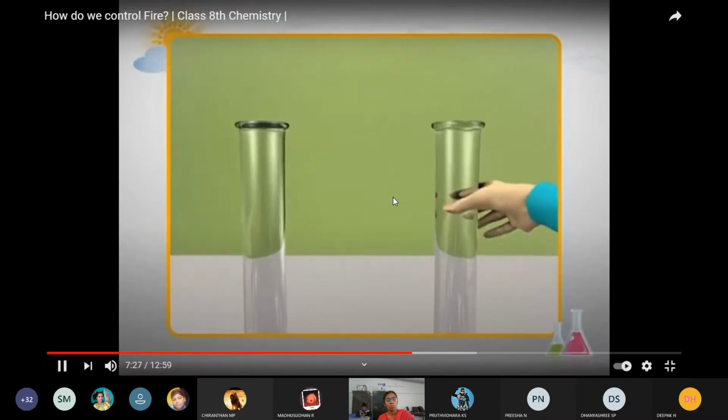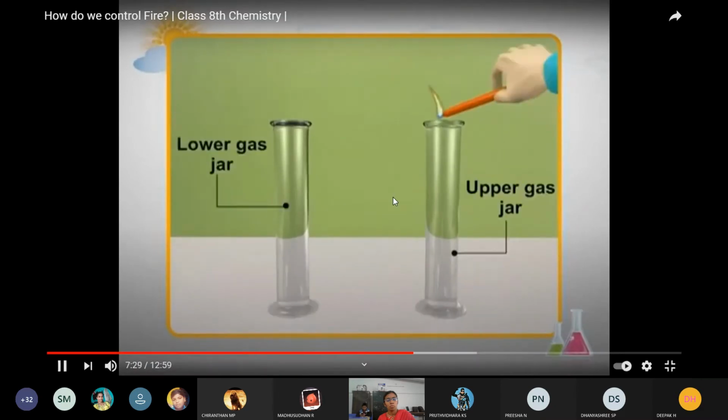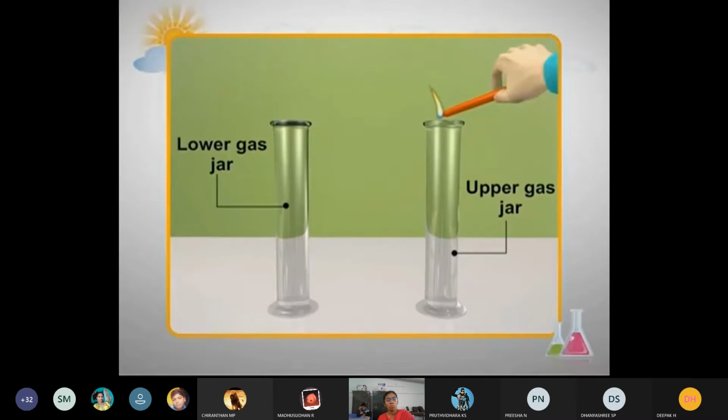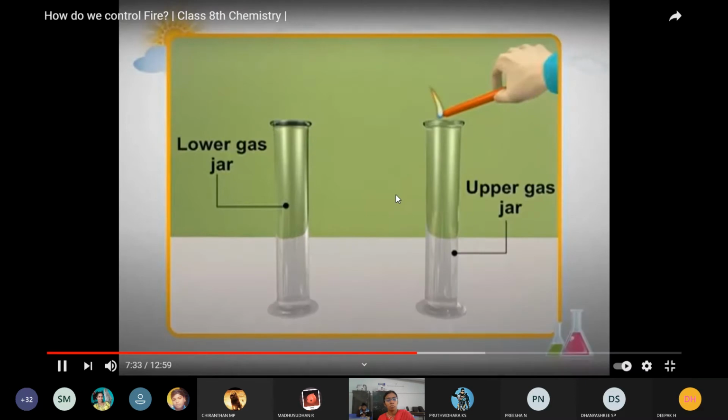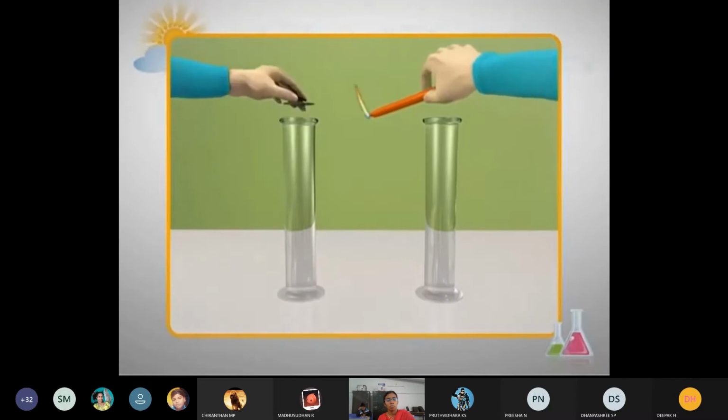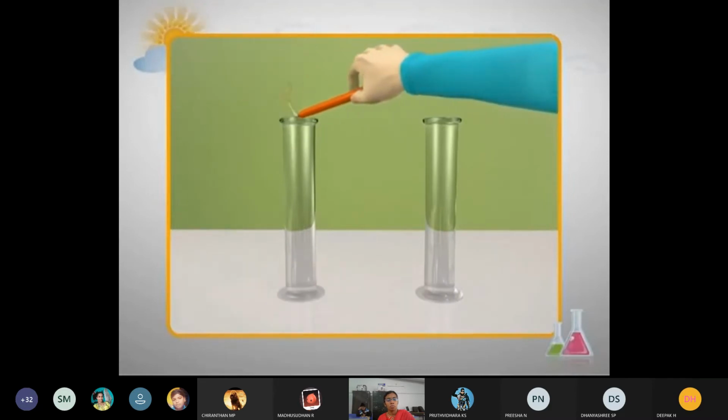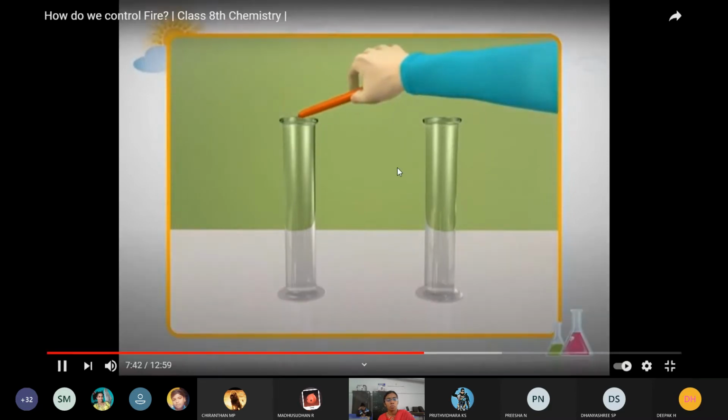Now light the candle and introduce it in the upper gas jar. You will observe that the candle continues to burn. Then introduce the candle in the lower gas jar. You will be surprised to notice that the candle extinguishes in no time. See, candle puts off. Why? Ma'am, because there is carbon dioxide. The fire like a blanket and puts off the fire.